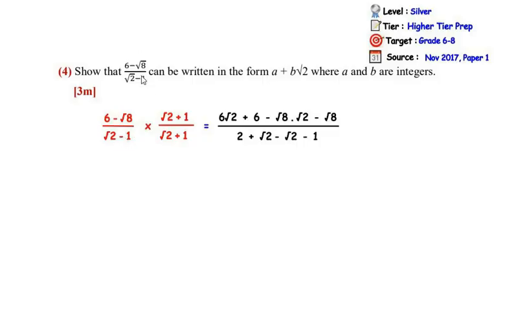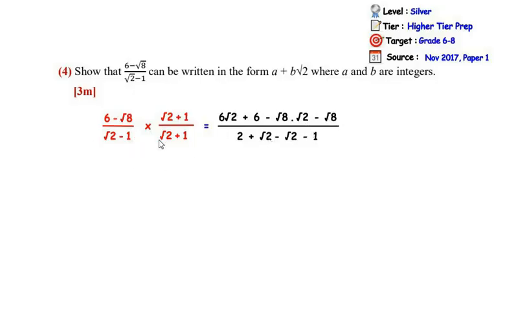So we are going to multiply this fraction by square root of 2 plus 1 divided by square root of 2 plus 1. Now multiplying the numerators, we get 6 times square root of 2 gives us 6 root 2. 6 times plus 1 is plus 6. Minus square root of 8 multiplies with square root of 2, giving us minus square root of 8 times square root of 2. And minus square root of 8 multiplies with 1, giving us minus square root of 8.